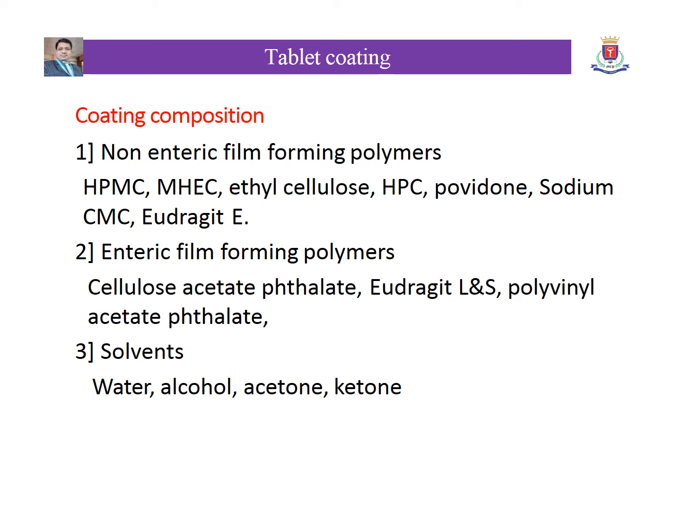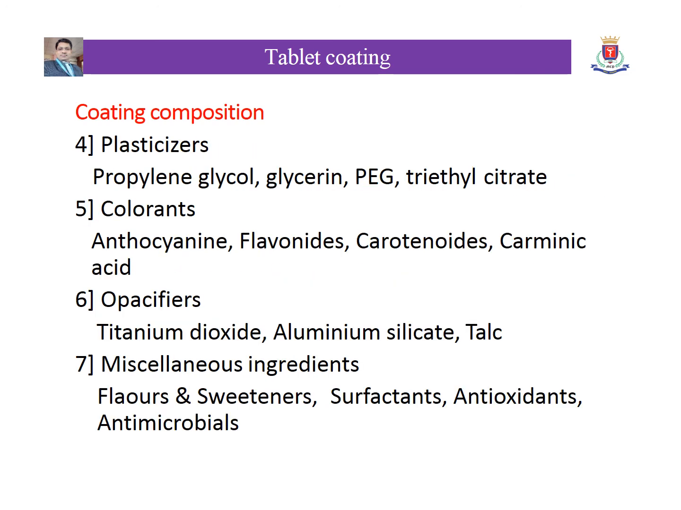Solvents mainly include water, alcohol, acetone, and ketone. Plasticizers play important role in coating composition. The examples of plasticizers are propylene glycol, glycerin, PEG, triethyl citrate, etc. Colorants include anthocyanin, flavonoids, carotenoids, carminic acid, etc.